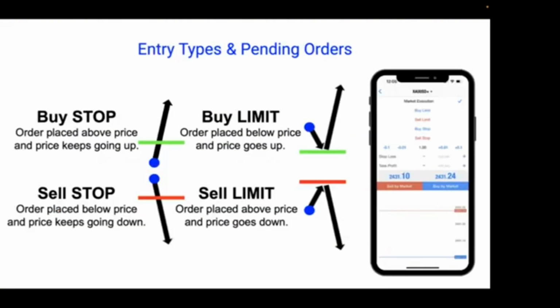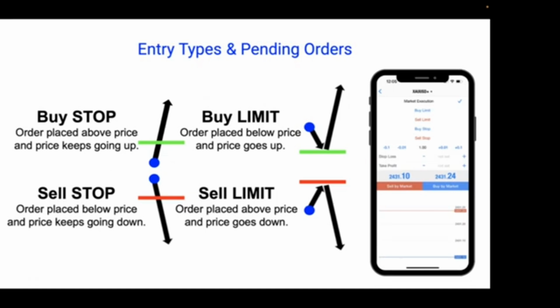So the next bit we're going to go through is entry types and pending orders. Again, you can print screen this if you wish, take a screenshot of it, but we've got 4 different entry types, and we've also got instant or market execution, or sell or buy. So we've got buy stop, sell stop, buy limit, and sell limit. A buy stop is an order placed above entry price, and we're expecting the price to go up, bring us into the market, and continue to go.